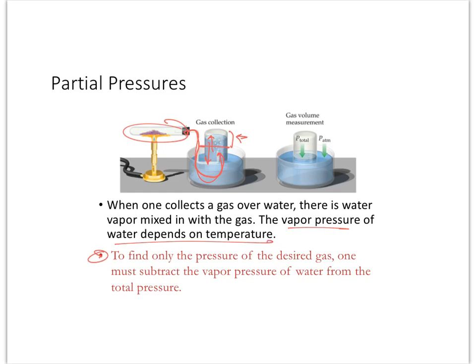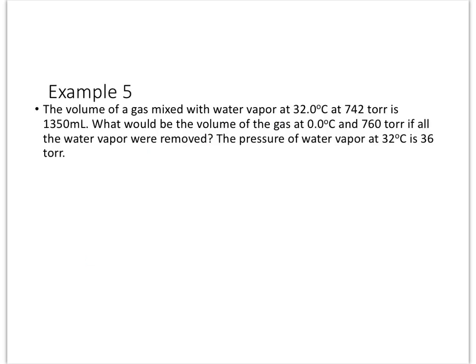You would be given the vapor pressure of water at the temperature that you're dealing with. So here, if I have a volume of a gas mixed with water vapor at 32 degrees Celsius at 742 torr is 1350. So I have some gas mixed with water vapor. That's the pressure that's exerted by the total of the gas and the water vapor in the container. What will be the volume of the gas at 0 degrees Celsius and 760 torr if all the water vapor were removed? The pressure of water vapor at 32 degrees Celsius is 36 torr.